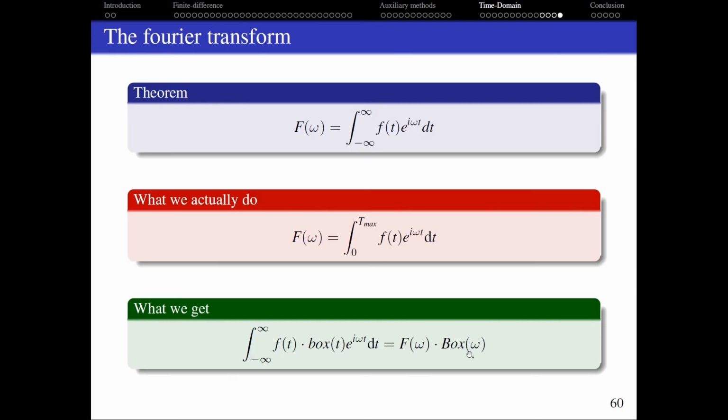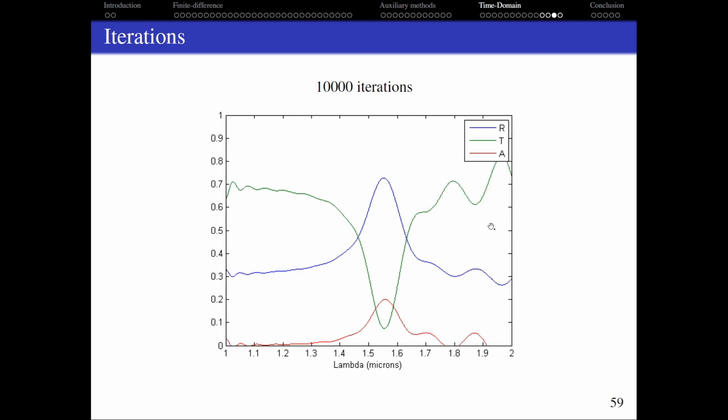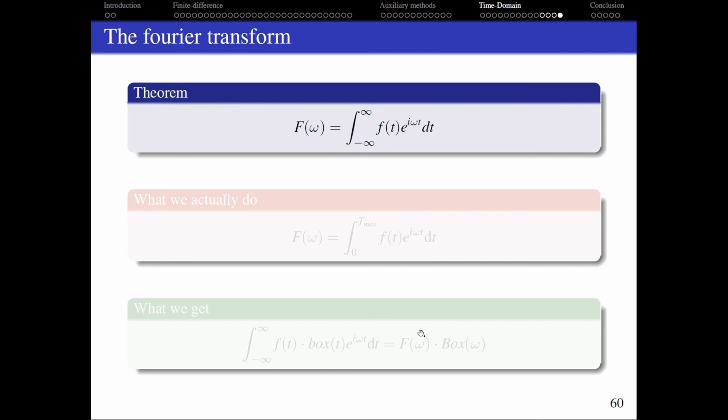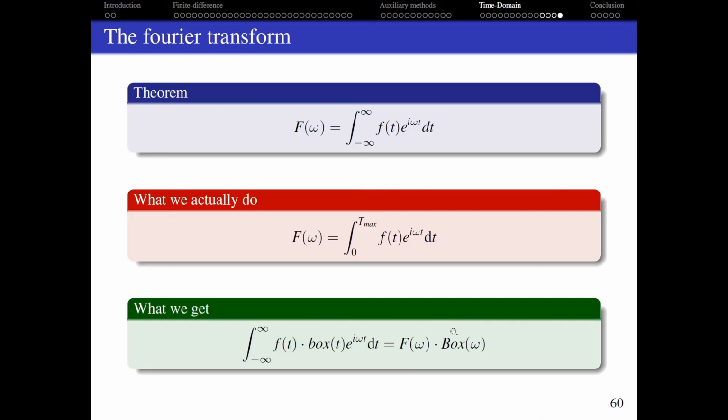Basically, the spectrum of the box is what we see here, for instance. Because my calculation was cut short, we get this box, so those oscillations are basically the signature of this box in the formula over here.